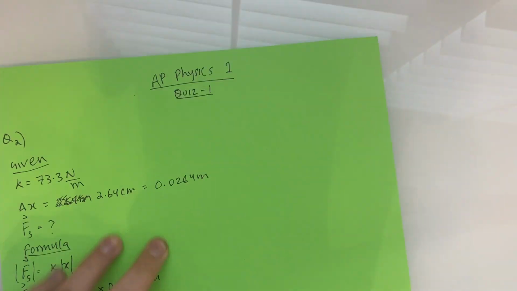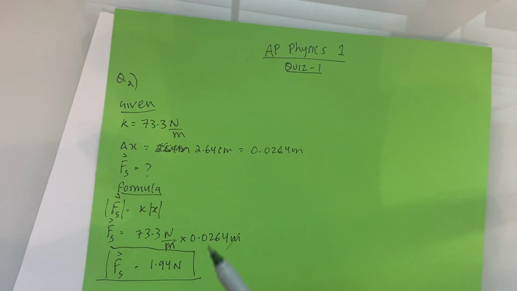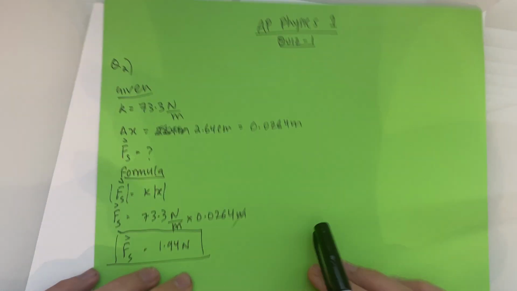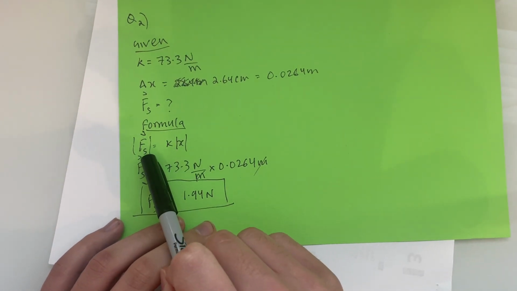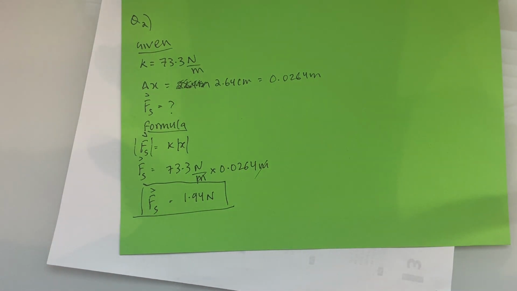So this is a pretty easy sum. You begin with what's given to us. What's given to us is the k value, 73.3 newtons per meter, and we have the delta x, which is 2.64 centimeters, which converts to 0.0264 meters. We have to find the force. So what is the formula? The formula is: force of spring is equal to the constant times the delta x, which is the change in length.